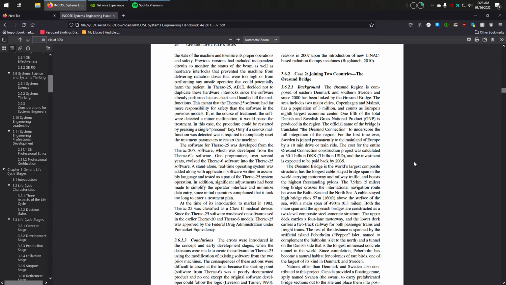A standalone real-time operating system was added along with application software written in assembly language and tested as a part of the THERAC 25 system operation. In addition, significant adjustments had been made to simplify the operator interface and minimize data entry, since initial operators complained that it took too long to enter a treatment plan. At the time of its introduction to market in 1982, THERAC 25 was classified as a Class II medical device. Since the THERAC 25 software was based on software used in the earlier THERAC 20 and THERAC 6 models, THERAC 25 was approved by the Federal Drug Administration under pre-market equivalency.